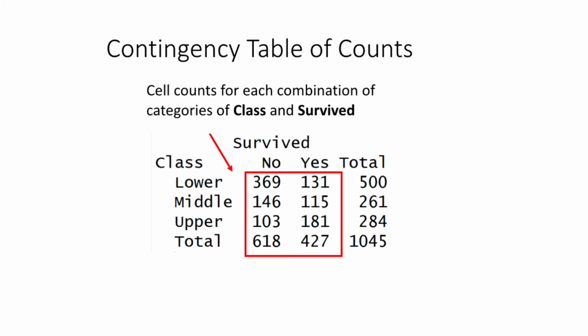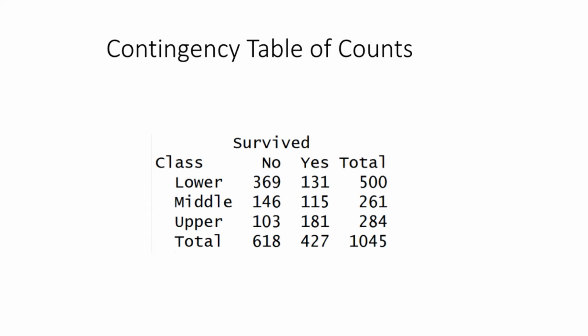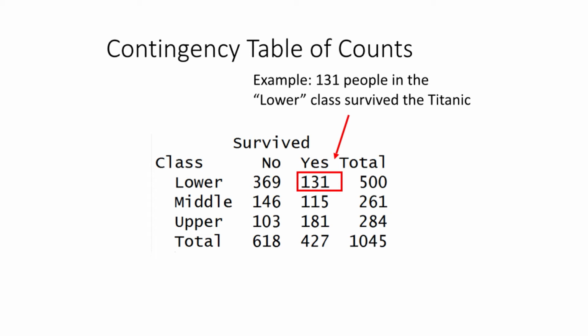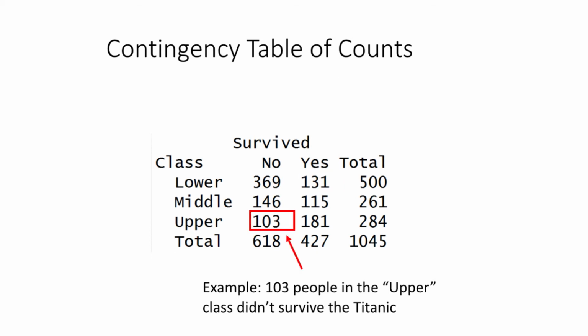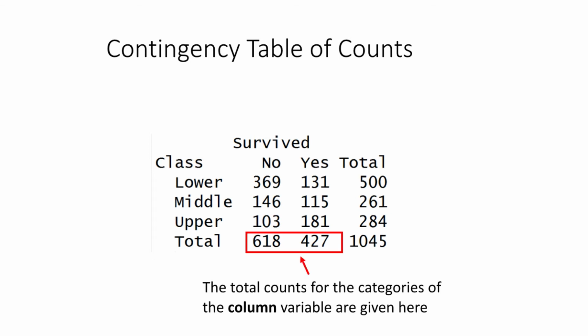In the middle, you can see that we have cell counts for each combination of the categories of class and survived. For example, if you look at the row for the level lower and the column yes for the survived variable, you can see that we have 131 people in our data set who were a passenger in the lower class, yet also survived the Titanic. To give another example, if you look at this cell, we have 103 people in the upper class who in fact didn't survive the Titanic.